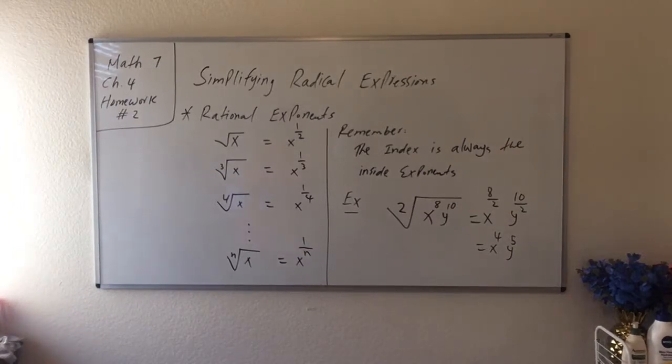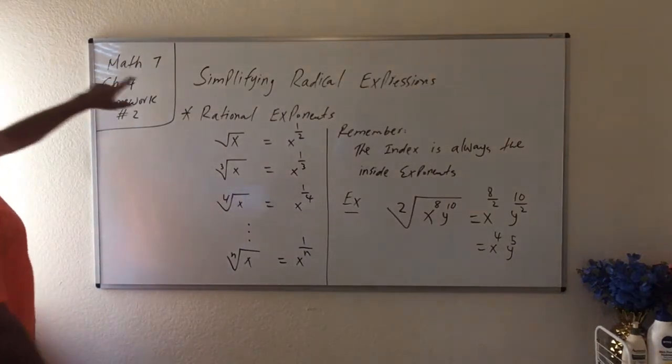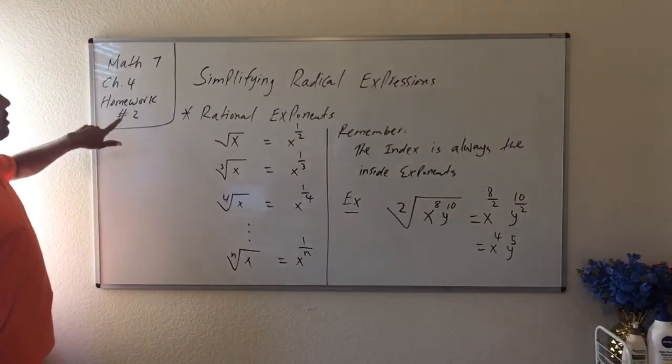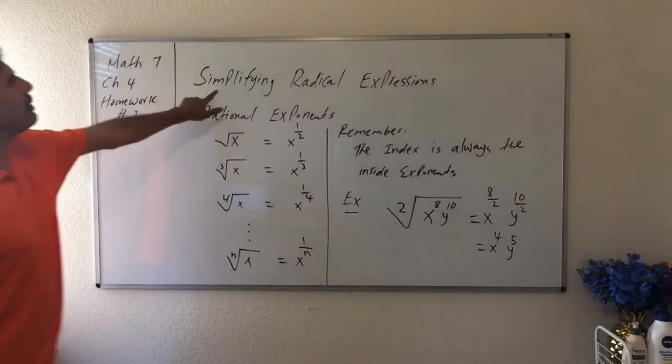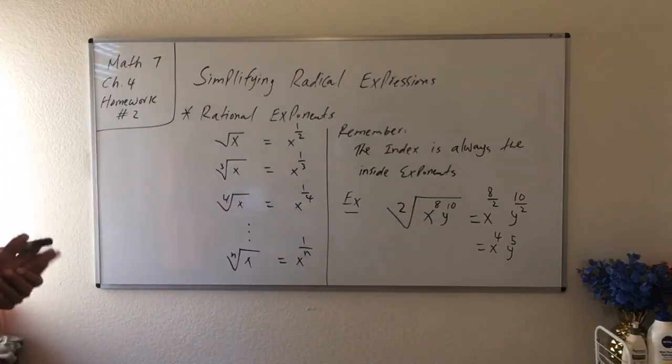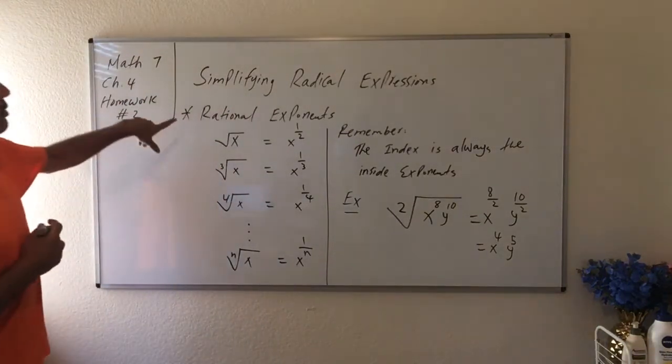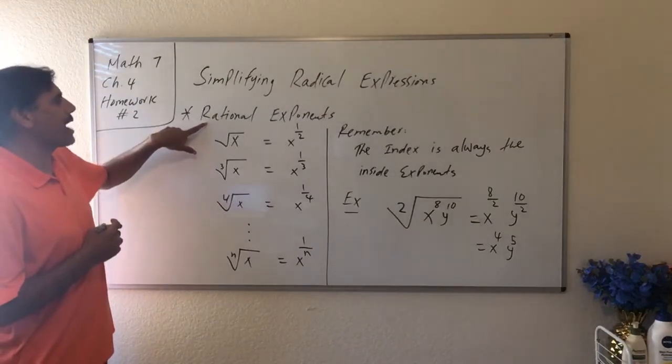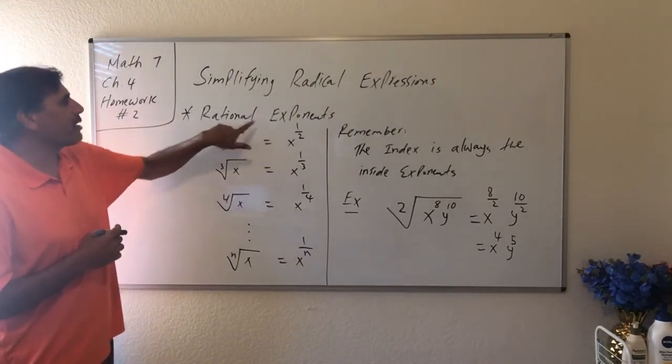Oh, hello everybody. The next one we're going to do is still chapter 4. The homework number is 2. And this one is simplifying radical expressions. We're going to focus still on square roots, but to do that we need to learn a little bit about rational, like fraction, exponents.